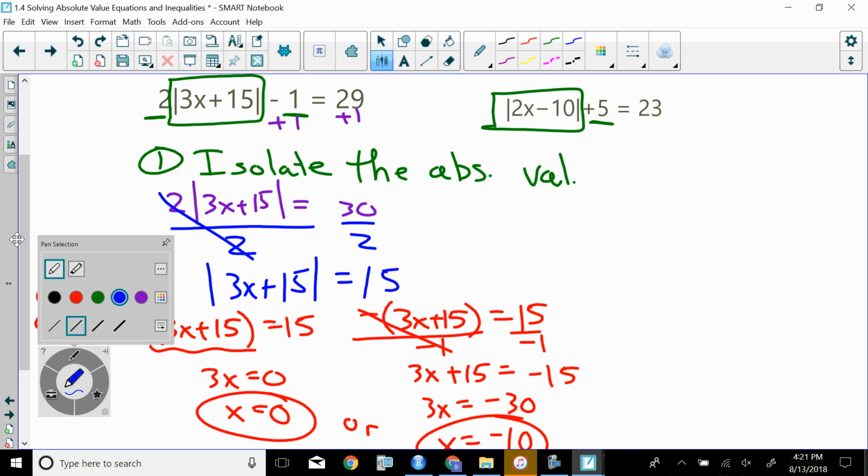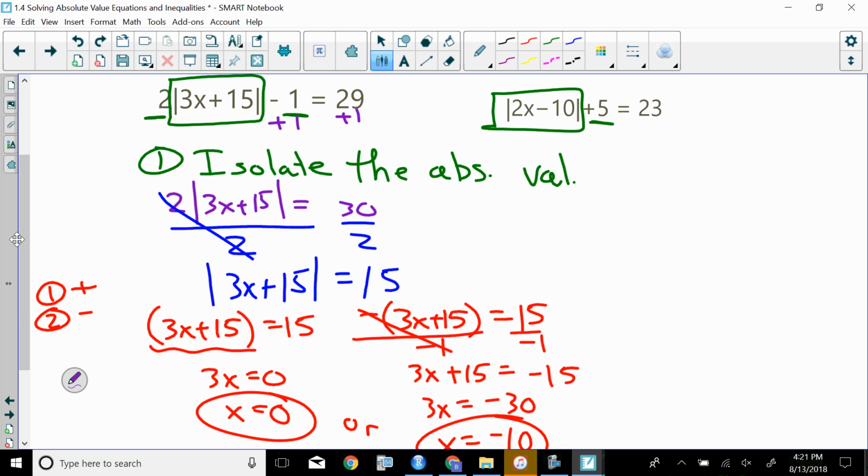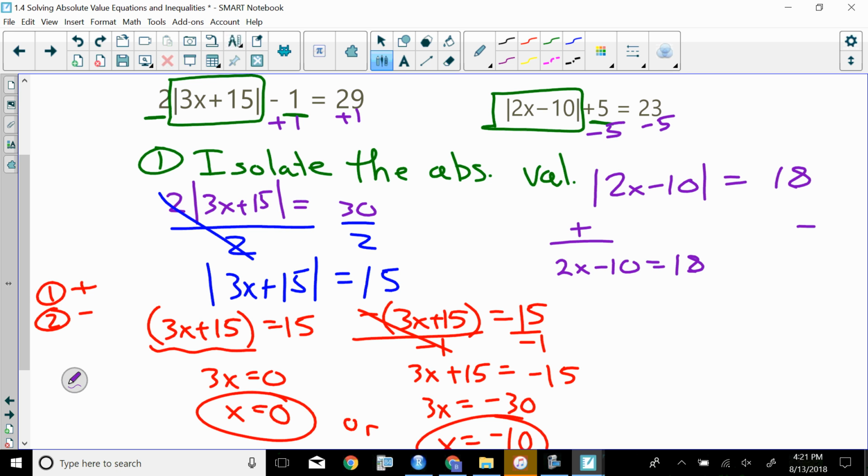All right, now that you've had a chance to try the other one on your own, you should have taken this 5 away. So I have the absolute value of 2x minus 10 equals, if I subtract 5, that would be what? That's 18. Now I need the positive and the negative. So I got my positive version over here. That'd be 2x minus 10 equals 18. And then I got my negative version.